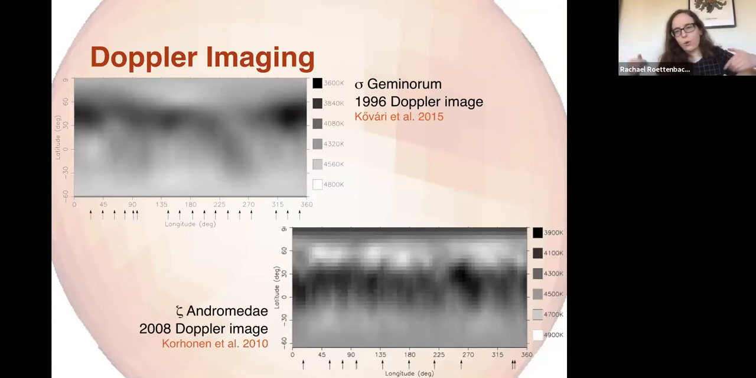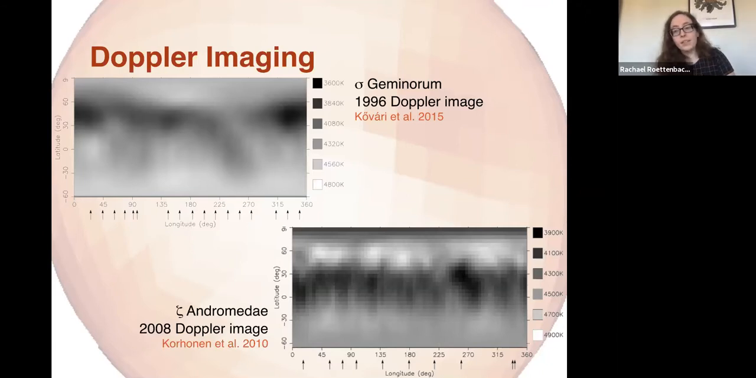These ones don't show the part of the star where you can't see due to inclination, so you can see that your latitude 0 is not in the middle of the plot. So these are two RSCVN stars, two of my favorites, Sigma Gem and Zeta And. And the really important thing I want to point out about Zeta And is that there's a dark region at a latitude of positive 90 degrees, which is the pole.